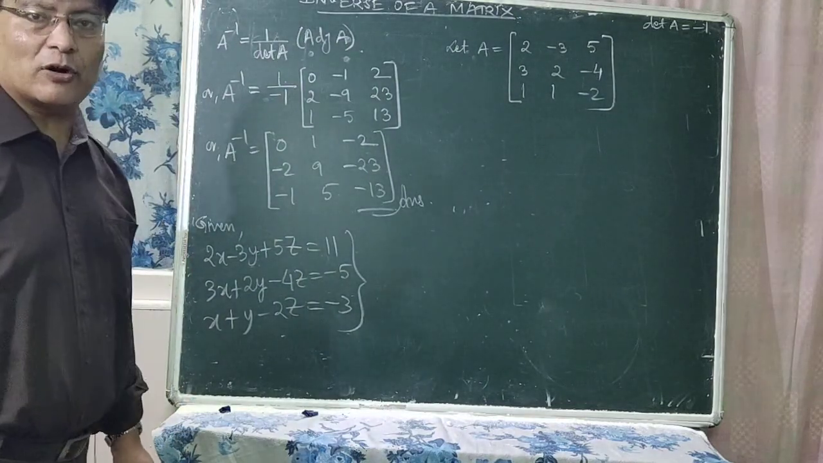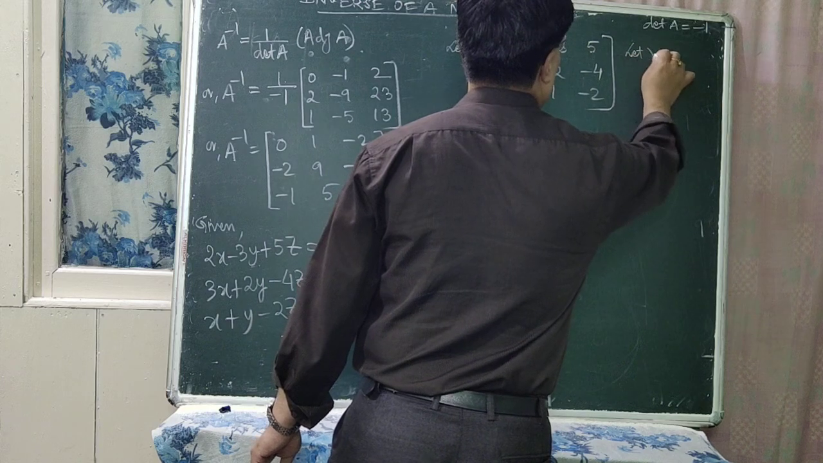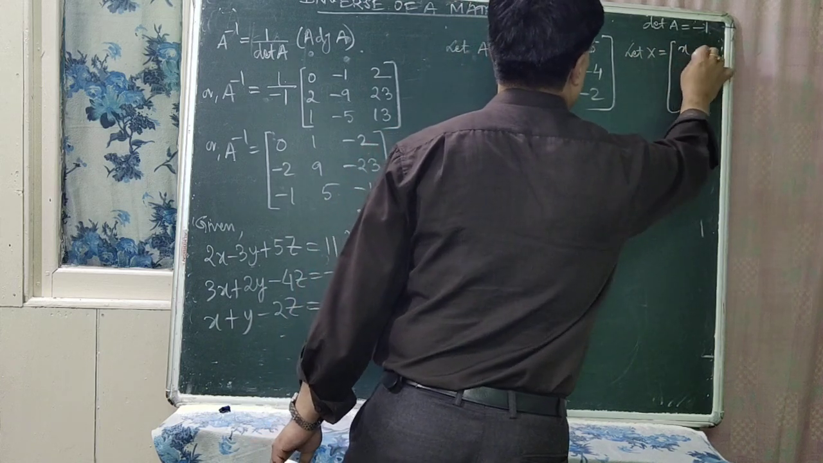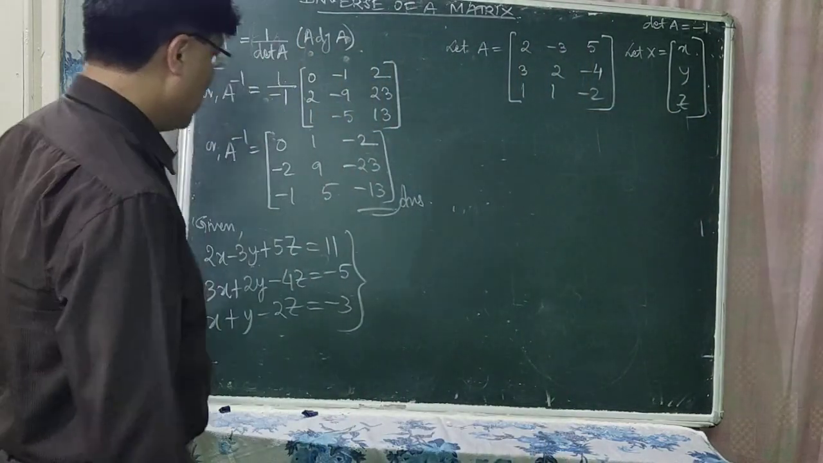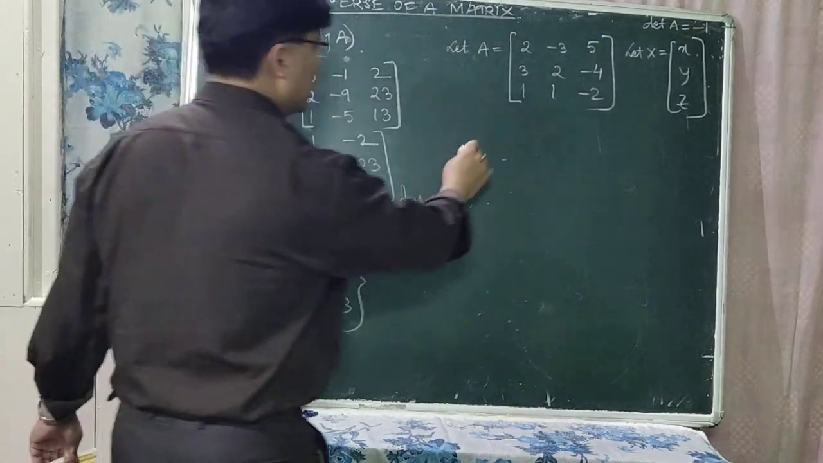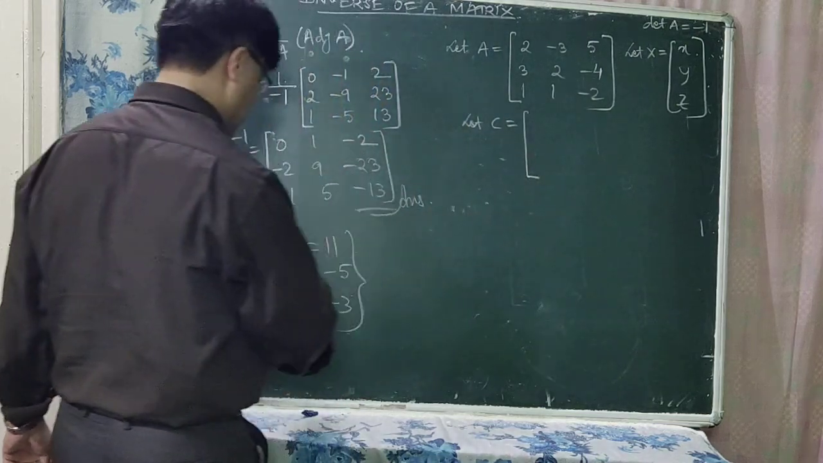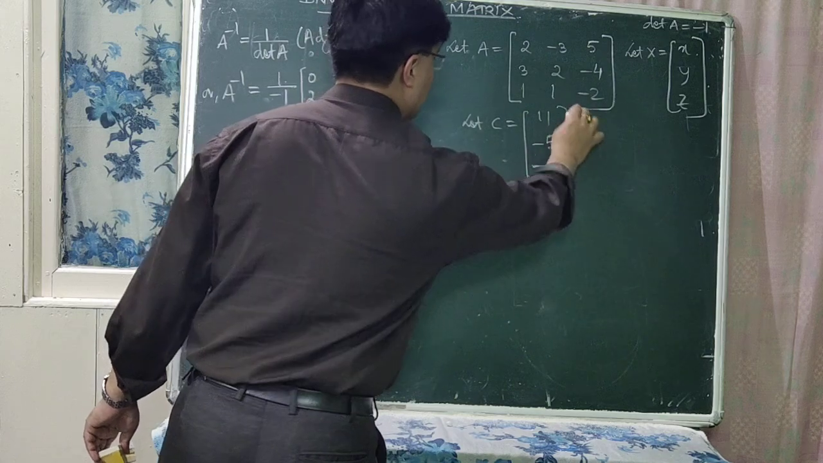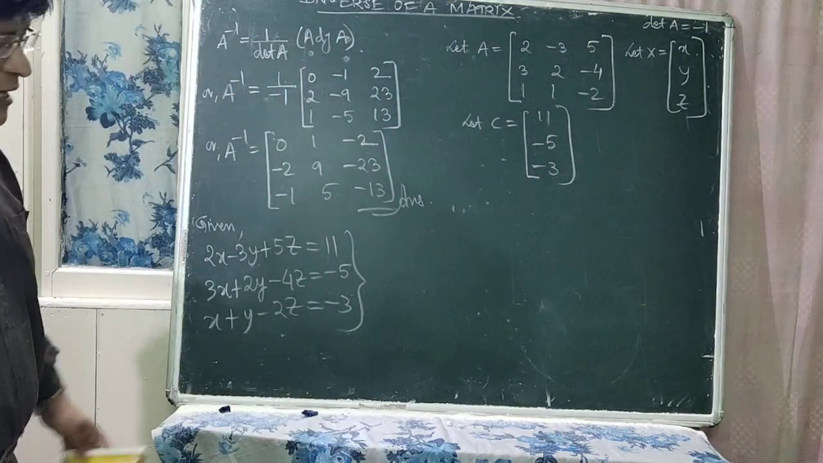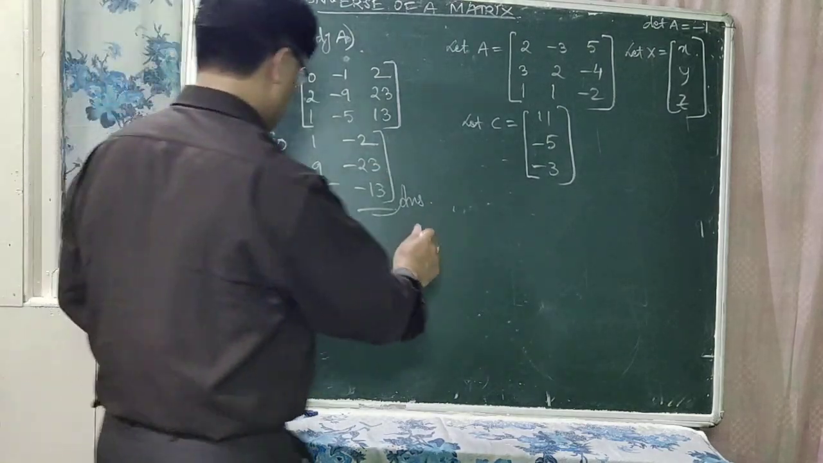Now, you have to write down the column matrix, which is the unknown matrix. Let capital X be the unknown quantities. It is x, y, z, right? And this is the constant matrix, that is C. Let capital C be 11, minus 5, minus 3. That is the column matrix, right?